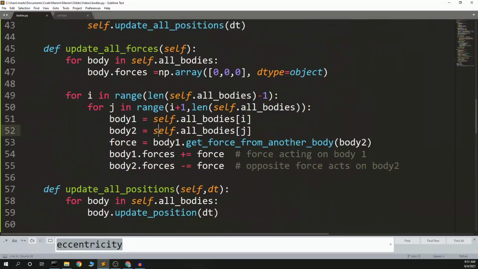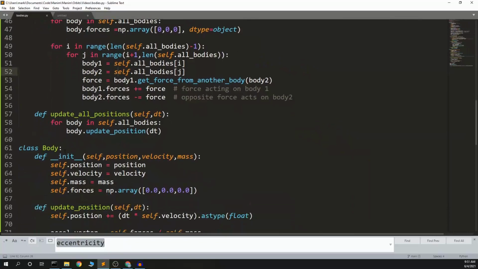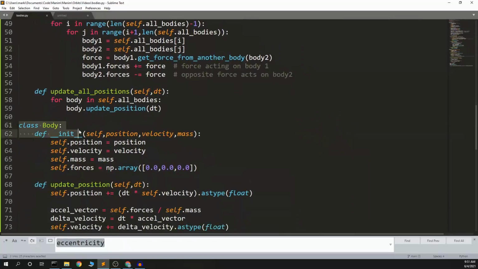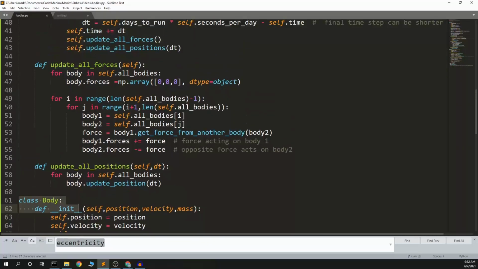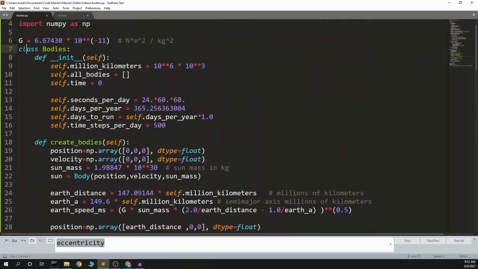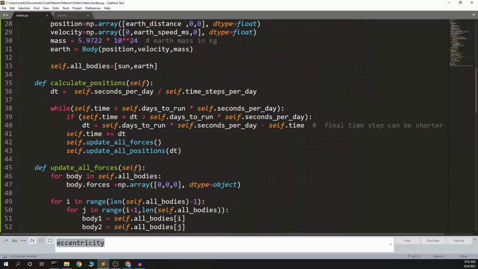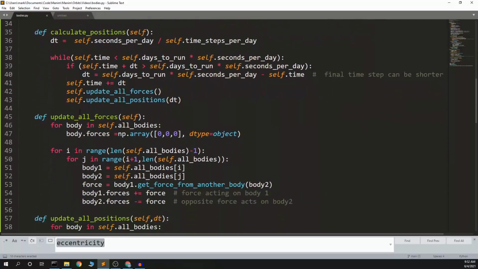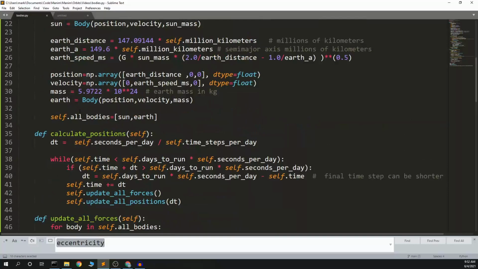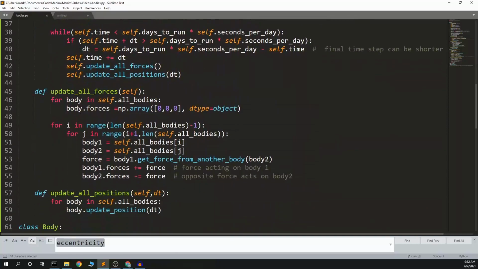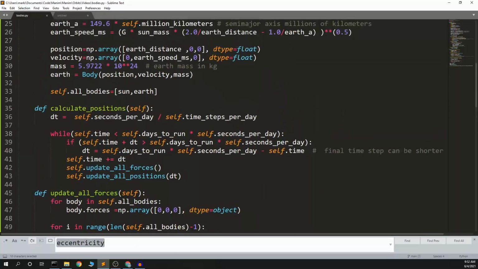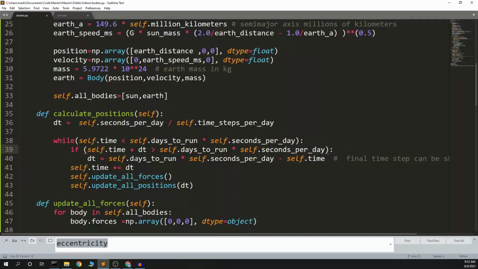So we have two things going on. We have a class for each body, a body class. This is the sun, the Earth. And we have another class which holds all the bodies. We start at a given time, time zero, and then we take a time step to calculate the next position. And the number of time steps we take is something that we can decide.